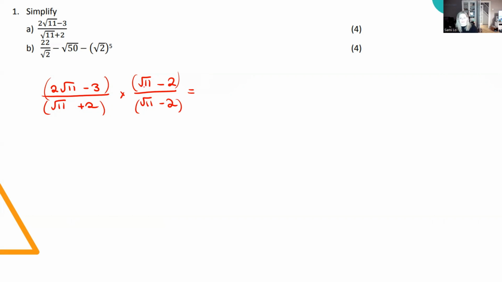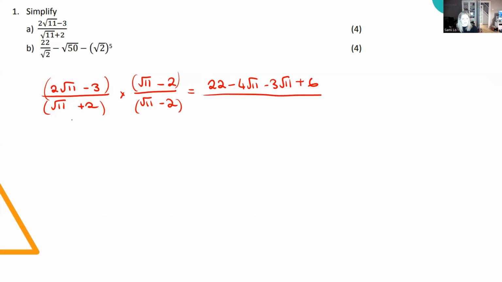So we got 2 root 11 times root 11. So root 11 times root 11 is going to give us 11, times that by 2 gives us 22. 2 root 11 times minus 2 is going to give us minus 4 root 11. Minus 3 root 11 for the next bit. And last bit, plus 6.